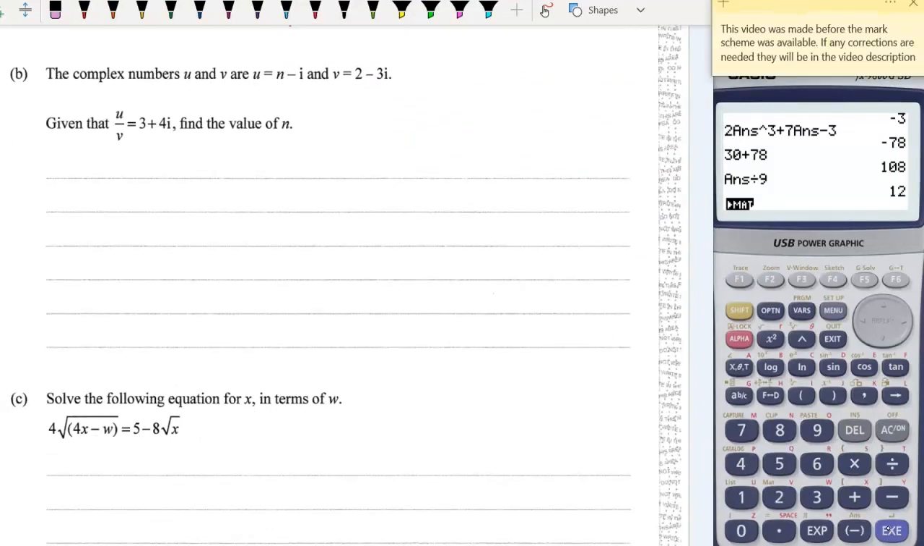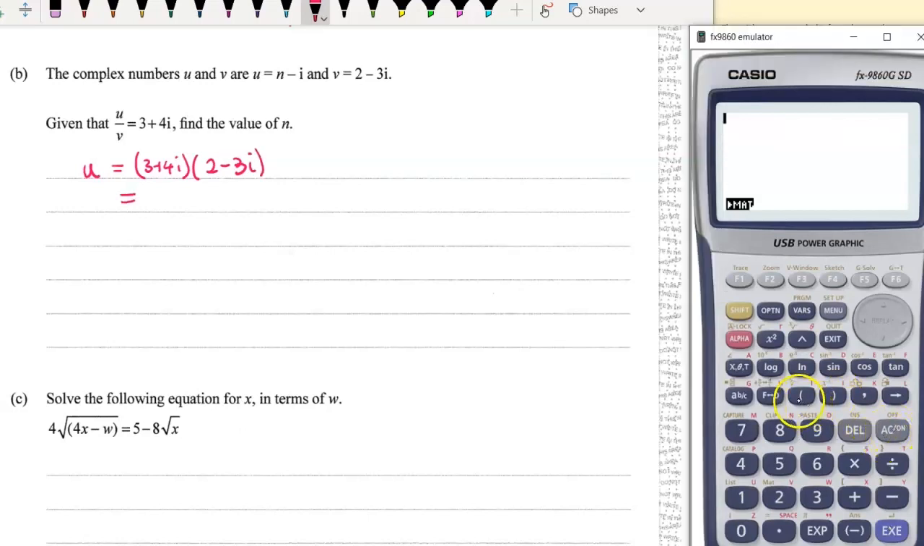Okay, we've got u and v. We're told that u divided by v is 3 plus 4i. We want to find the value of n. So if u over v makes 3 plus 4i, then u is equal to 3 plus 4i times v, 2 minus 3i. Let's go over to the calculator for that one.